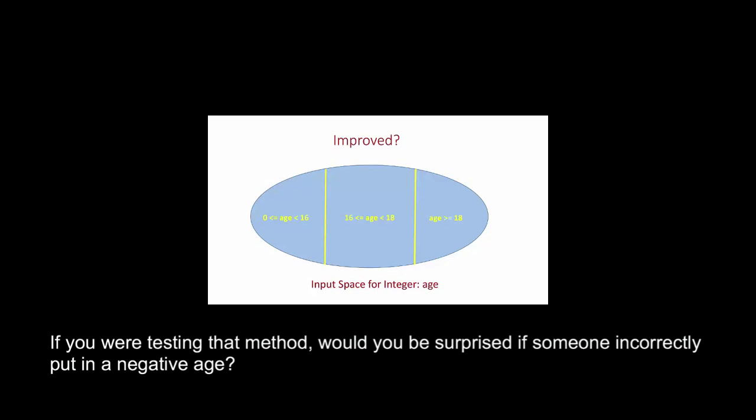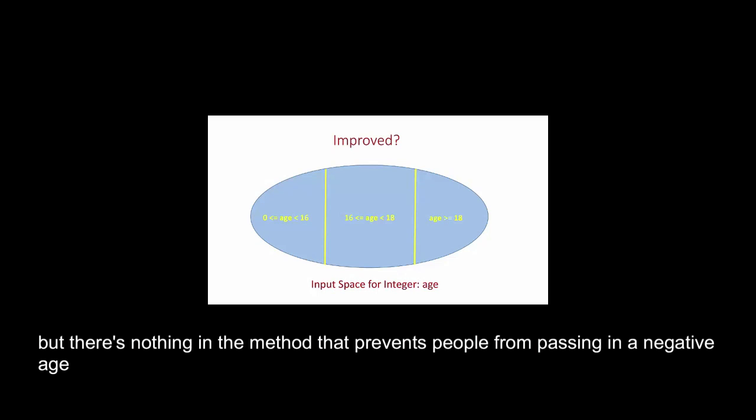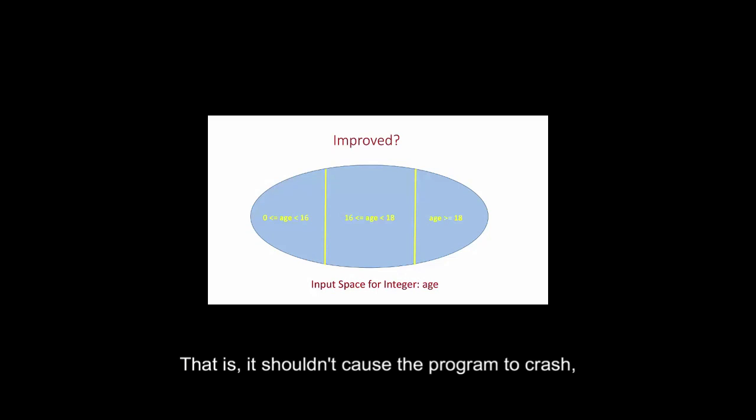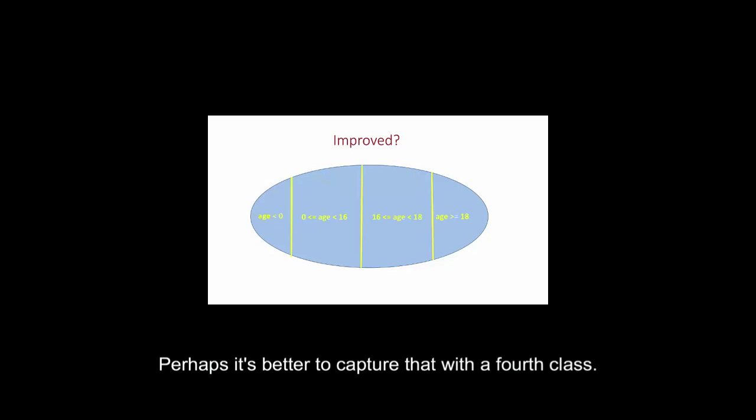If you were testing that method, would you be surprised if someone incorrectly put in a negative age? Of course, no one has a negative age, but there's nothing in the method that prevents people from passing in a negative age. So we ought to at least test that, and in that case, the program should fail gracefully. That is, it shouldn't cause the program to crash, but should give a nice error message and ask the person perhaps to re-input the age. So perhaps it's better to capture that with a fourth class. This clearly is an error class, but it is something that we ought to test for.